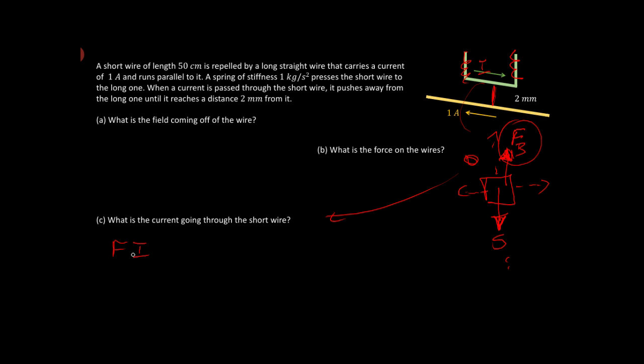Over another 2 pi, so we can get rid of that, times d, which is 2 millimeters, 2 times 10 to the minus 3 meters. So we can get rid of that other 2. So B is going to be 10 to the minus 4 Tesla amp per meter. Amps cancel, meters cancel. So we have 10 to the minus 4 Tesla, or 100 microtesla.